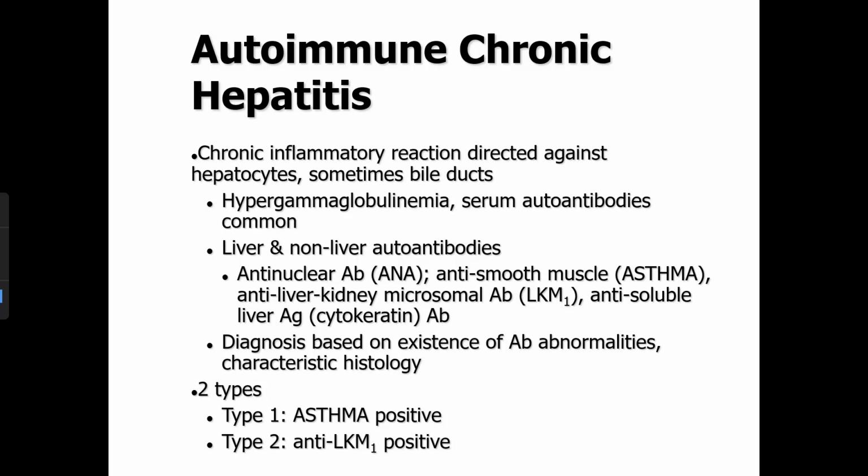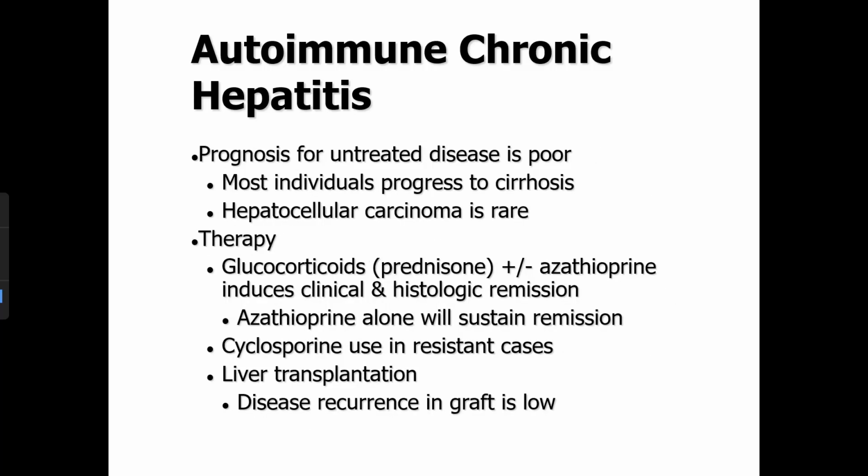Autoimmune chronic hepatitis: chronic inflammatory reaction detected against hepatocytes, sometimes bile ducts. Hypergammaglobulinemia, serum autoantibodies are common. Liver and non-liver autoantibodies. The diagnosis is based on the existence of antibodies, abnormalities, and characteristic histology. Prognosis for untreated disease is poor. Most individuals progress to cirrhosis. Hepatocellular carcinoma is rare. There are some drugs that can be used as therapy as well as liver transplant.